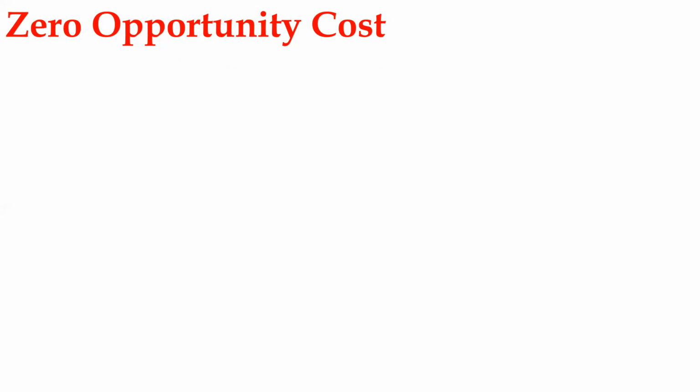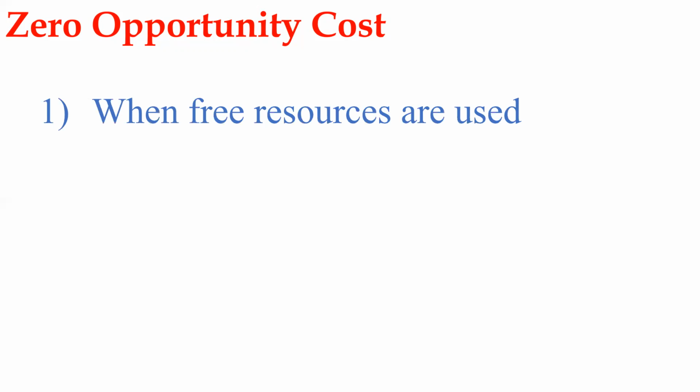But there are 3 instances where the opportunity cost is 0. What are those 3 instances? Only 3 instances are there where opportunity cost is 0. Number 1, when free resources are used. That means if we can satisfy our needs and wants using the resources gifted by nature, then there is no opportunity cost.